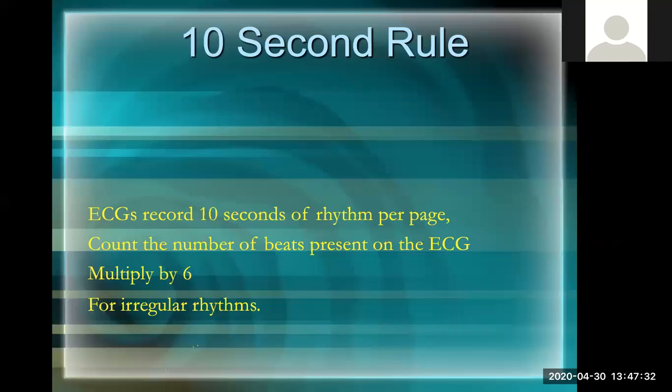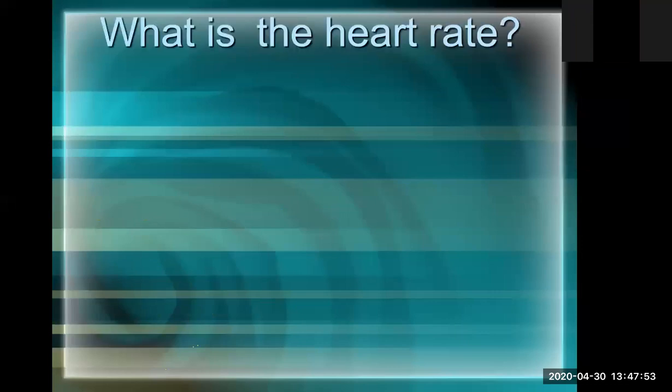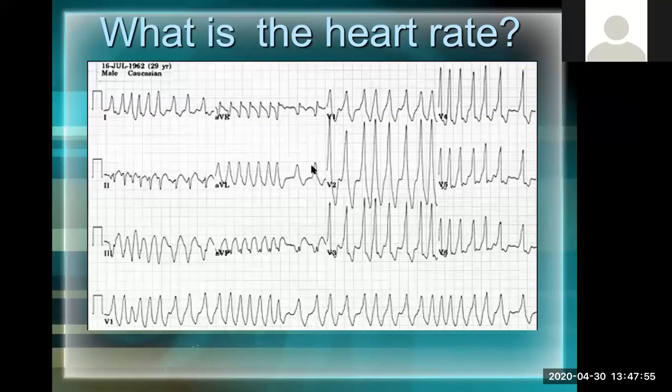There's another rule called the 10-second rule. All ECGs that we do are actually measured over 10 seconds. So the strip in front of you is 10 seconds. You have a rhythm strip at the bottom, and you can count all the R waves inside your ECG strip and multiply by 6, since it's 10 seconds. So this whole strip is 10 seconds, all of it. If you multiply by 6, that will tell you the heart rate per minute.